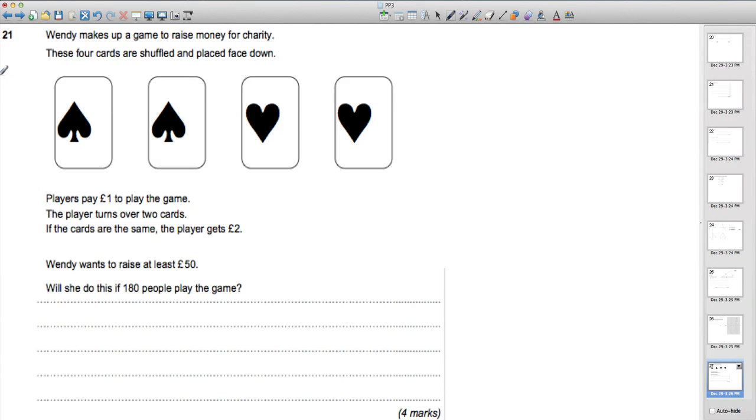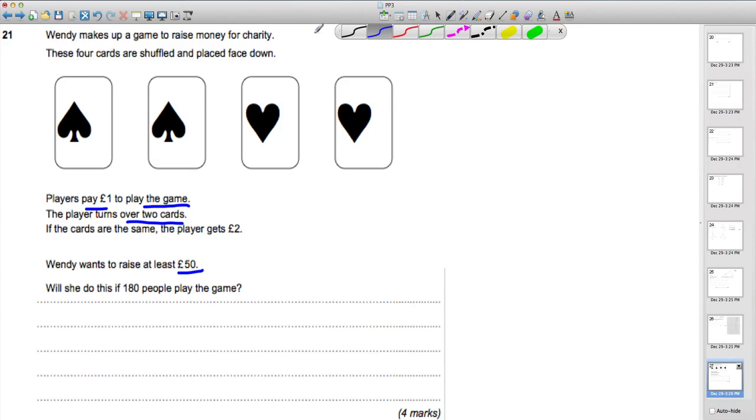And the last question. Wendy makes up a game to raise money for charity. These 4 cards are shuffled and placed face down. Okay, so it looks like you've got 2 spades and 2 hearts. Players pay £1 to play the game. The player turns over 2 cards. If the cards are the same, the player gets £2. Wendy wants to raise at least £50. Will she do this if 180 people play the game?